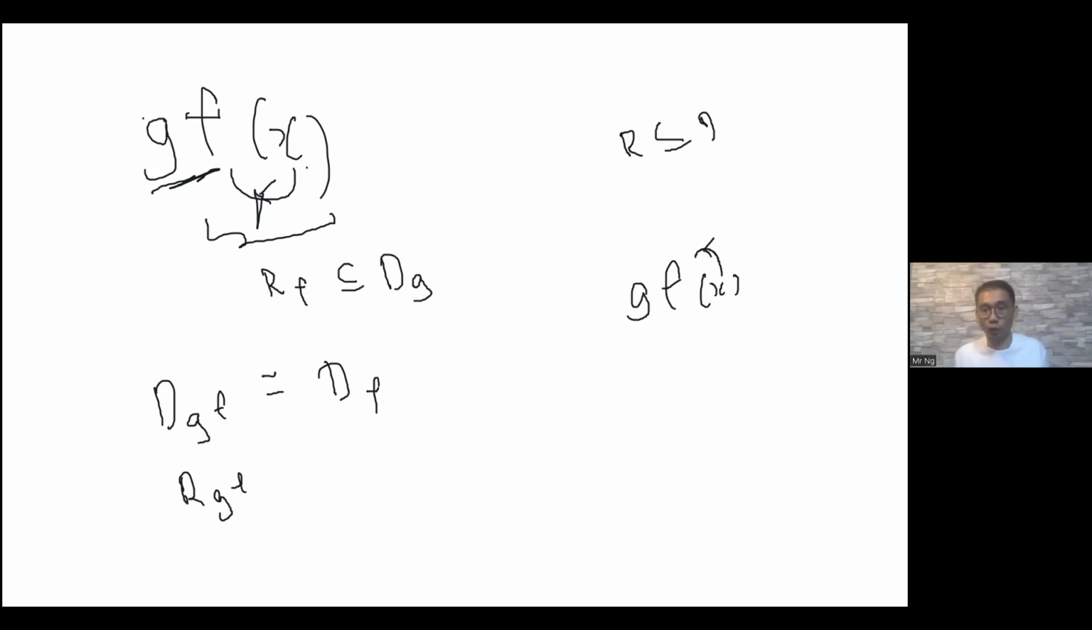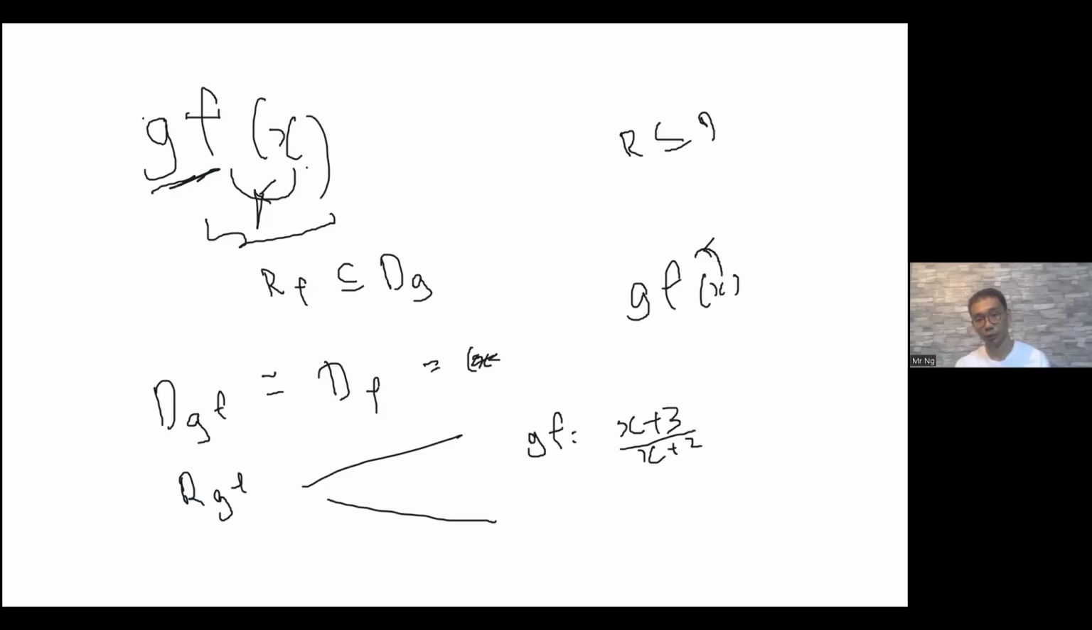Okay, so the range of this now is tricky. There are two ways of doing it. Okay, one way is you find your rule of this gf. Say for example (x+3)/(x+2). Then because you have your domain of gf already, let's say the domain of gf is between 2 to infinity. So over here x is more than 2.